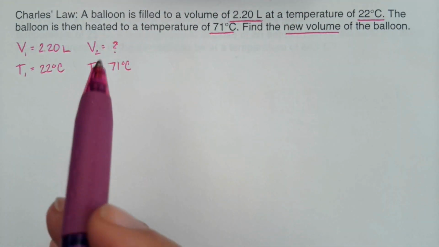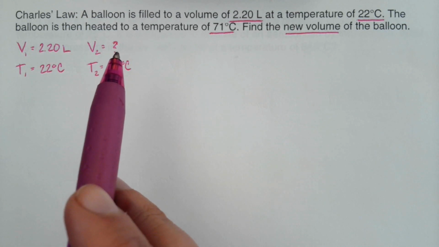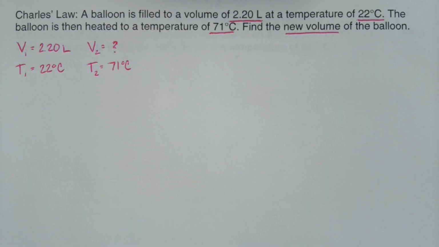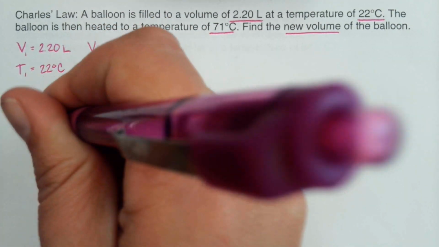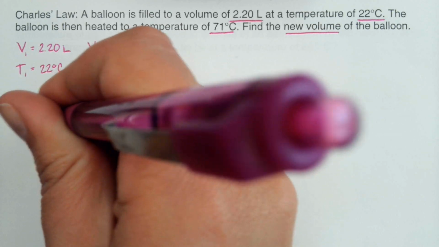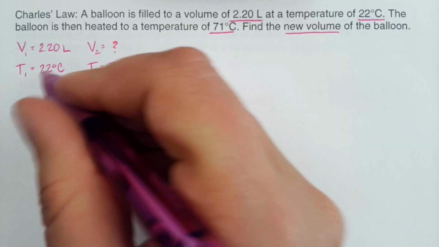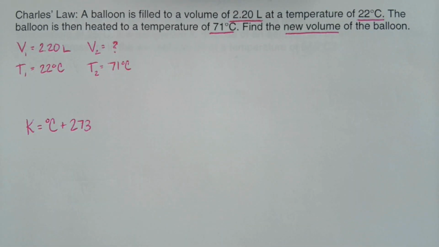Our first change, we always have to make sure our units match. And in this case, the volume doesn't matter because that's what we're trying to find. But the temperature must always be written in Kelvin. So as a reminder, Kelvin is equal to degrees Celsius plus 273. So very quickly we can change those over to Kelvin.